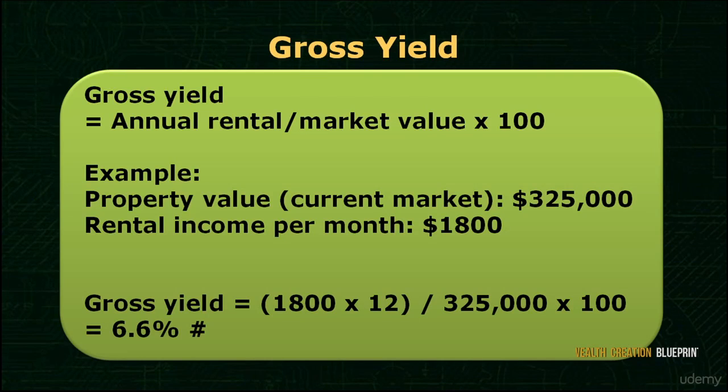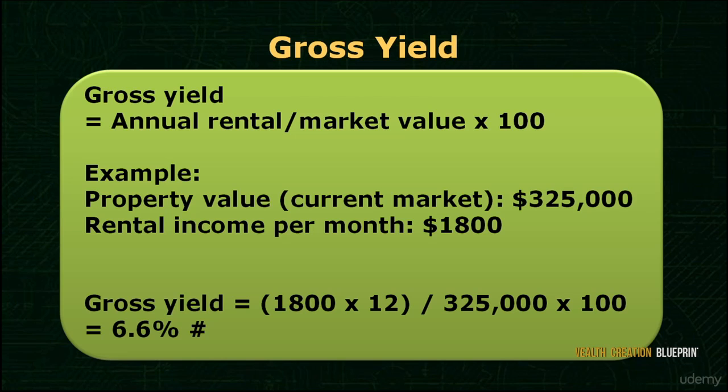Gross yield equals annual rental divided by market value times 100. Example: property value, current market value, $325,000. Rental income per month, $1,800. Gross yield equals $1,800 times 12 divided by 325,000 times 100. Your answer is 6.6% yield.